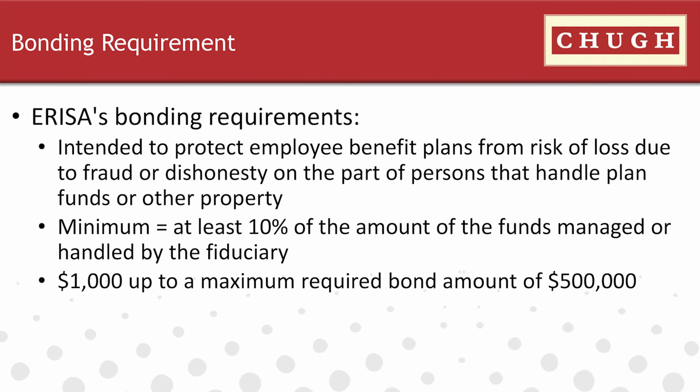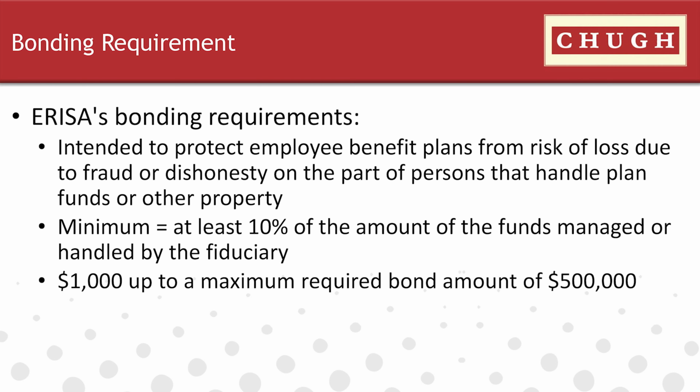Next, I'm going to talk about the bonding requirements. ERISA's bonding requirements are intended to protect employee benefit plans from risk of loss due to fraud or dishonesty on the part of the person that handled the plan funds or other property. Every fiduciary of an employee benefit plan is required to be bonded in accordance with ERISA Section 412. The fiduciary bond is a separate agreement from the fidelity coverage that is provided under the general umbrella policy of a corporate policy. The bond may be applicable to cover several fiduciaries at one time.